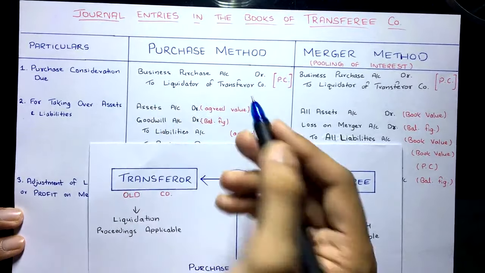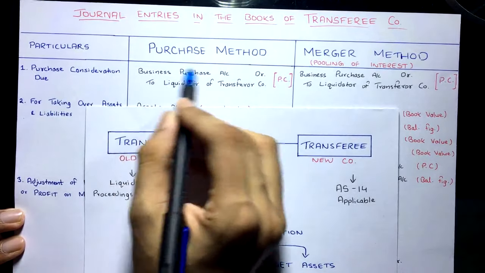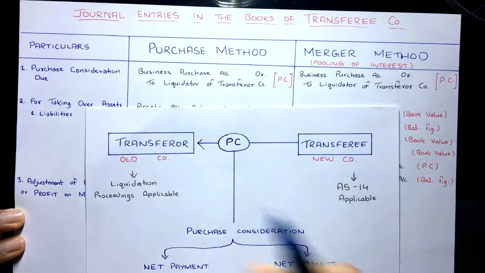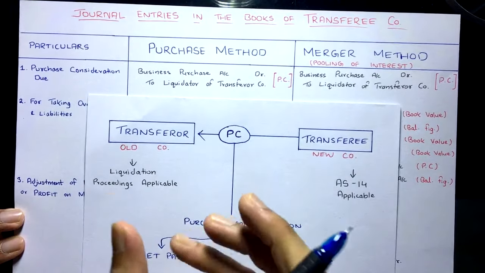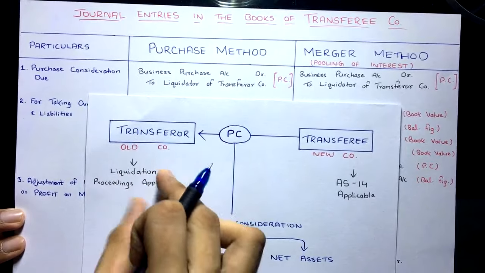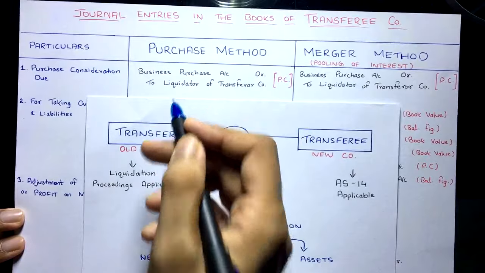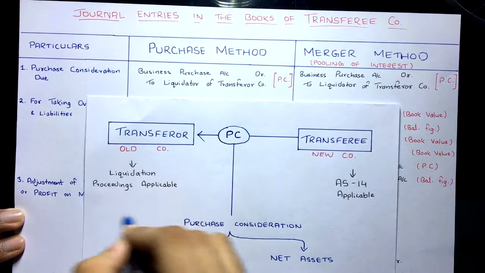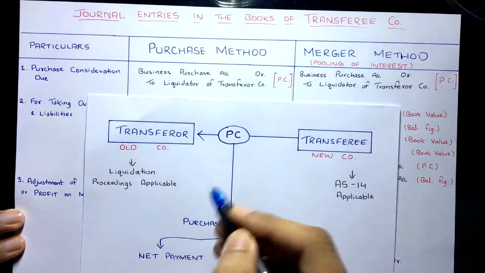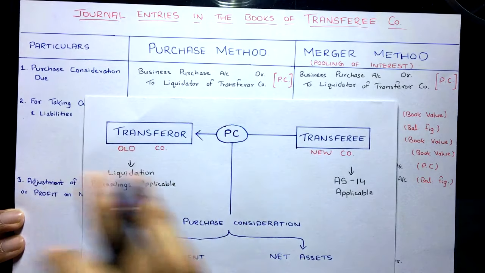Why liquidator of transferor company? See here what is happening: we are purchasing the business and we are accepting that we have to pay the liquidator. Now you are saying, who is this liquidator person? We are purchasing this old company, which is going to be liquidated. Now who will do this liquidation process? A liquidator, a person who will be appointed, who will be in charge of this whole liquidation process, and he will handle all the receipts and payments that he has to do to liquidate that company. You have seen that in the liquidation chapter.